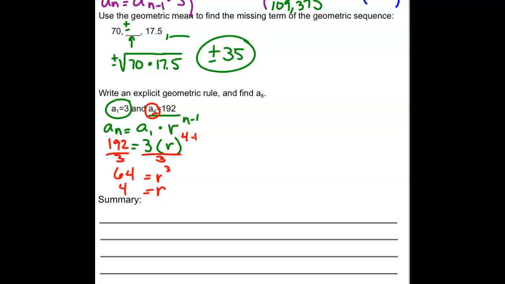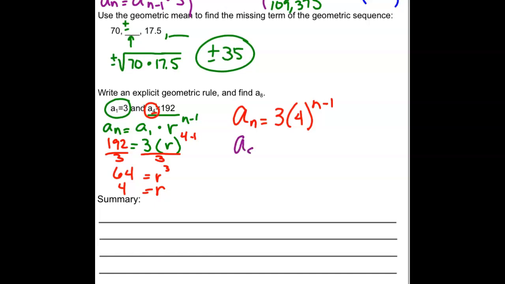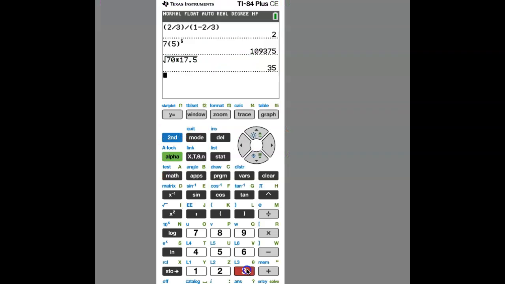All right. So now we can write our explicit rule. A sub n equals the first term times r to the n minus 1. Then we want to find the 8th term. So we'd have 3 times 4 to the 8 minus 1, or 7th power. So 3 times 4 to the 7th power. And we get 49,152.